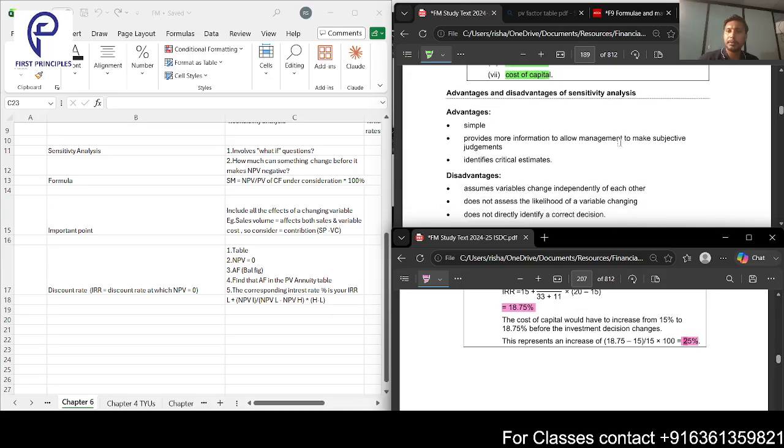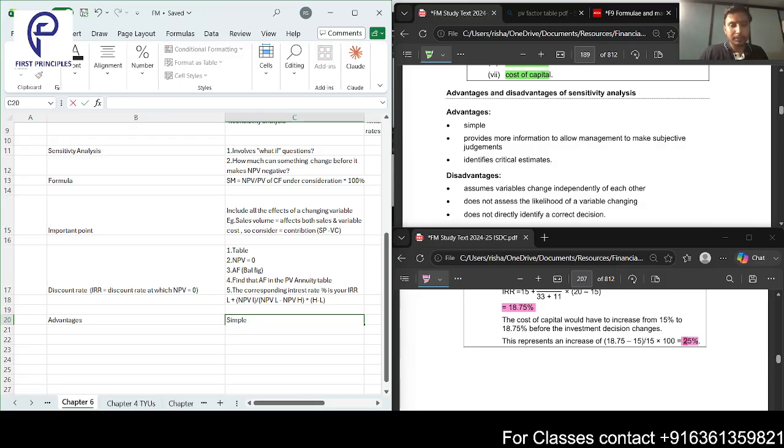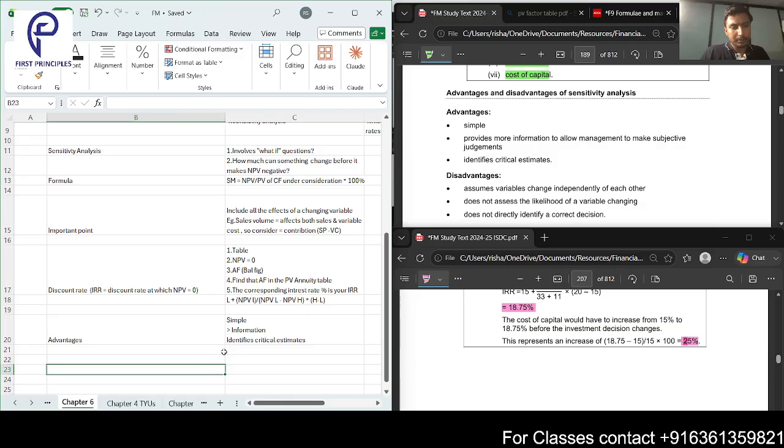So this is all about sensitivity analysis. Sums done. Now we look into the advantages and disadvantages. Let's summarize that, guys. And please revise the notes today of this topic. We got a good understanding about this. Let's look into the advantages. Firstly, it is simple to calculate. Second, it provides more information to management. Third, it identifies critical estimates. That is the advantages.